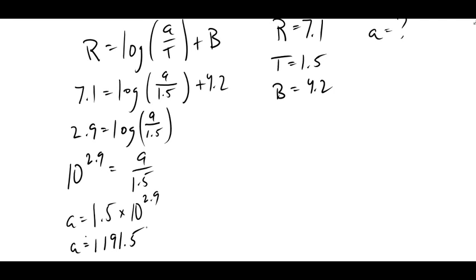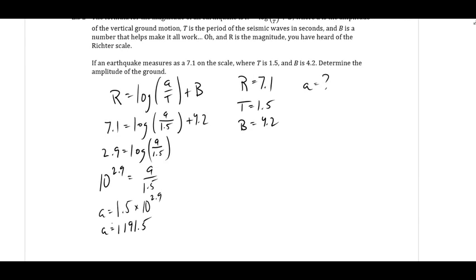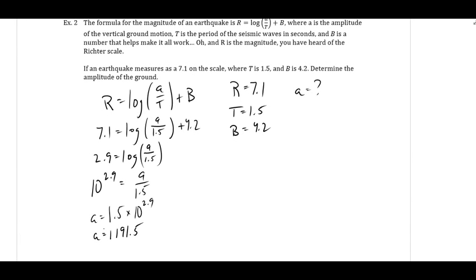191.5. And I think A, the amplitude of the ground was 1,000 feet? No, it's not. It's in very small units. So I think that number makes sense, but I don't actually know. I just kind of made up the numbers. But I think that number is reasonable. 7.1 is big, so that would be on the bigger side of the kind of amplitude you might find. But anyway, any questions?